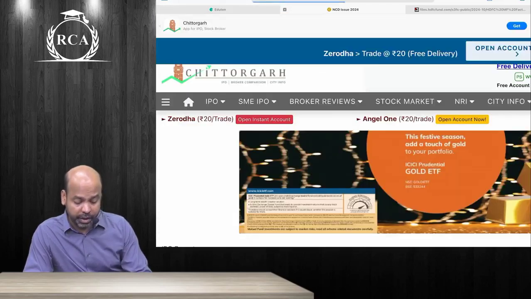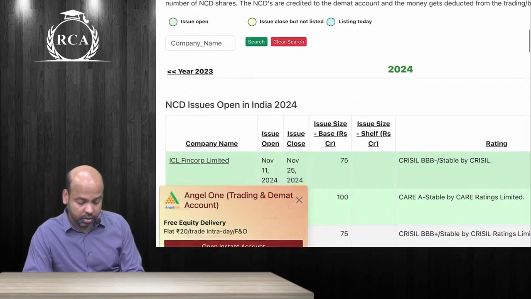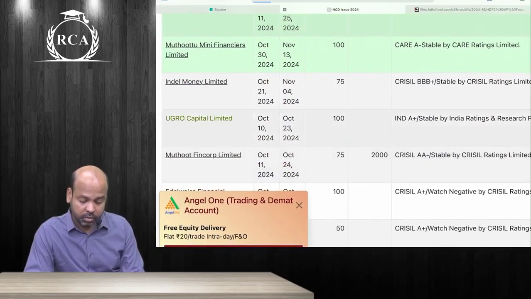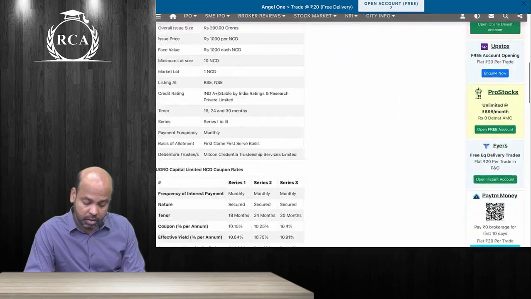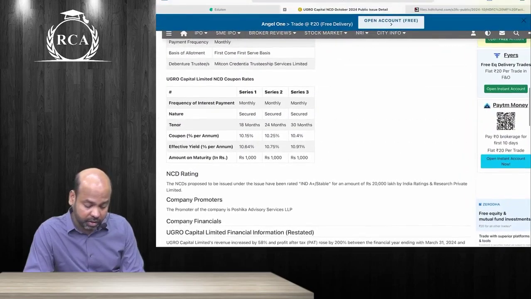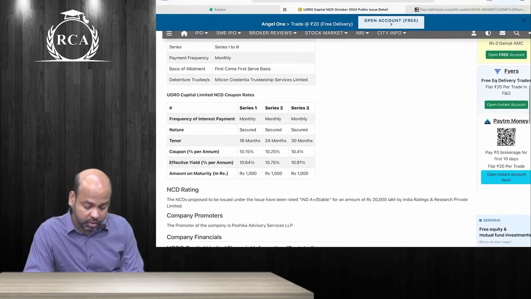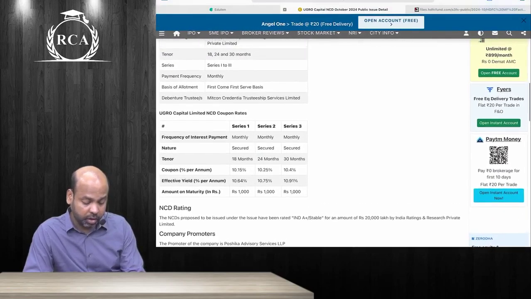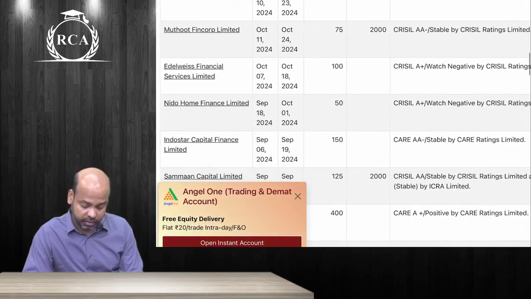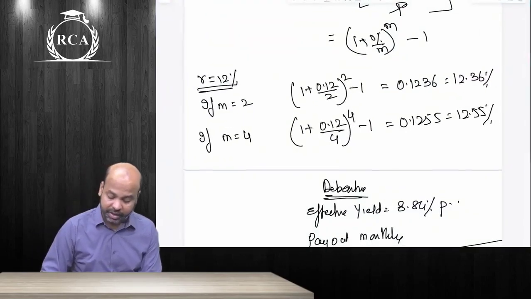The coupon rate is altered to maintain the same effective yield.